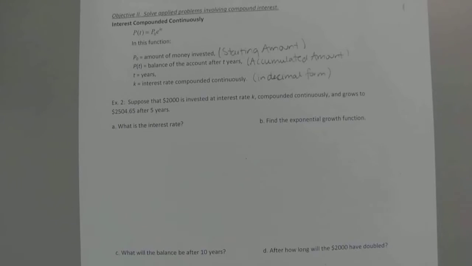We have a little bit more work to do. So let's read what's going on. It says, suppose that you invest $2,100 at an interest rate of K, so we don't know K, compounding continuously, and it grows to $2,504.65 after 5 years. Let's first find the interest rate, okay?